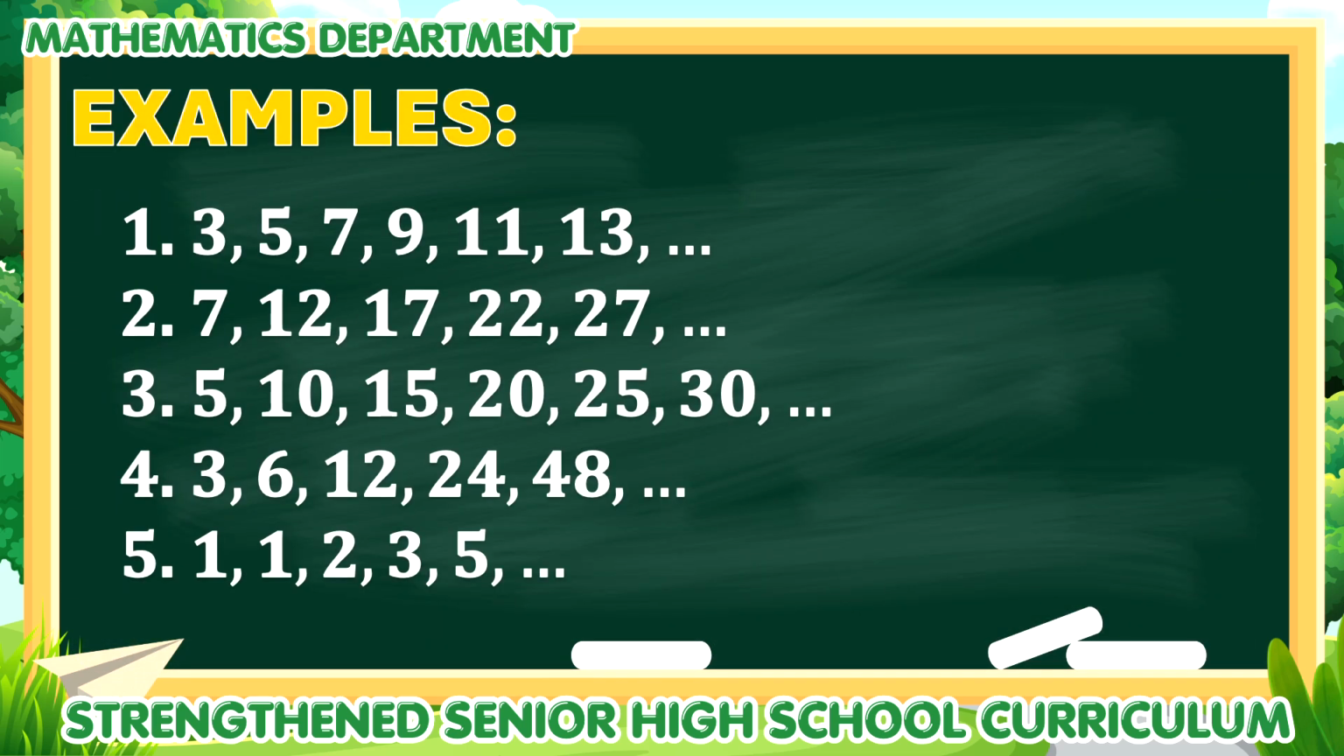Let's take a look at these examples and determine which of them are arithmetic sequence. From the previous, we defined arithmetic sequence as a sequence with common difference. Now, determining the pattern used in each sequence will guide us in identifying if the given sequence is an arithmetic sequence or not. So for example number 1, we have here the sequence 3, 5, 7, 9, 11, and 13.